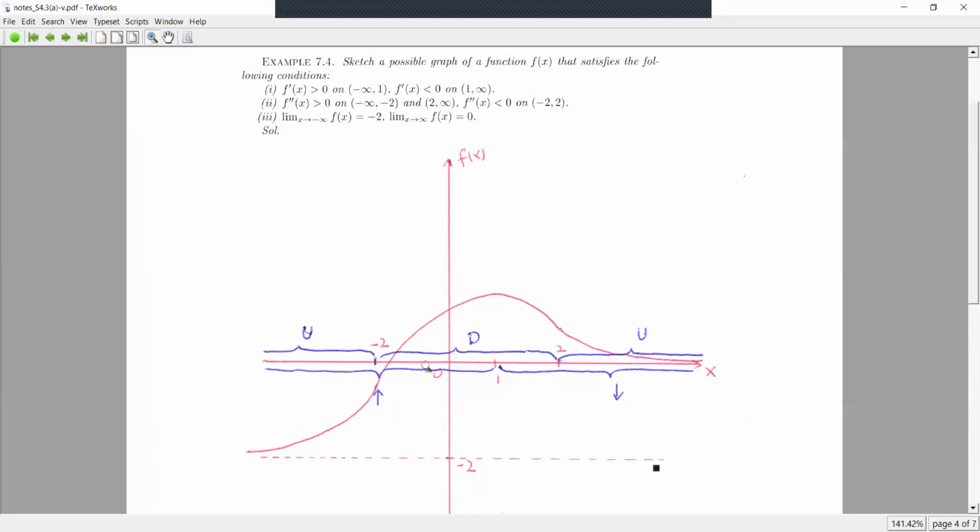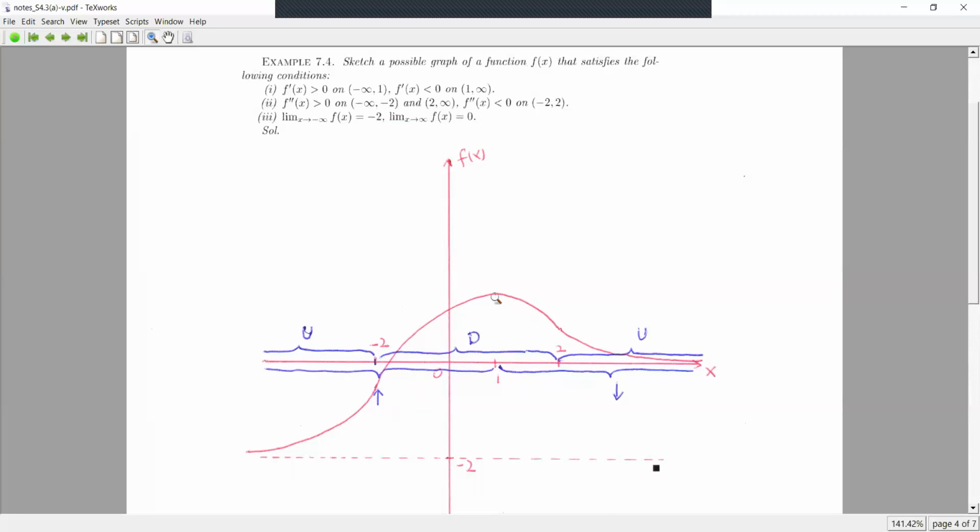From negative 2 to 1, over this interval, the graph is concave down and increasing. So I draw the curve like this, concave down, but increasing. Stop here.